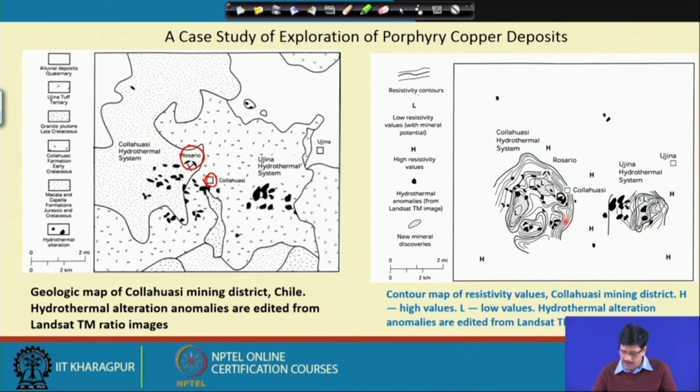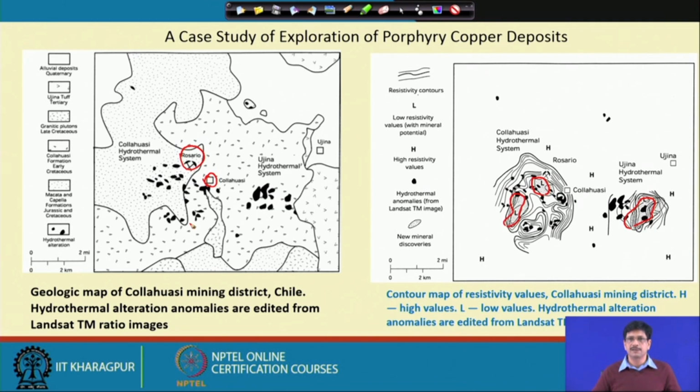These contours are the resistivity contours, where the L stands for the lowest. The values are going lower and lower, and such very low resistivity zones are demarcated, which very much coincide with the alteration zones identified using the Landsat TM imagery by taking the ratio of the bands, band 3 and 1 or band 5 and 7.